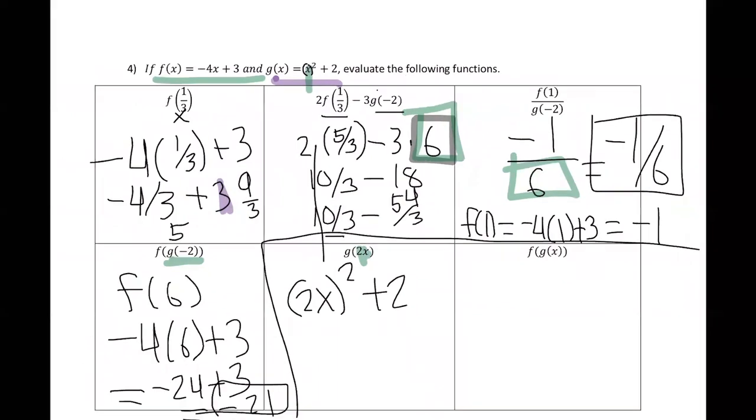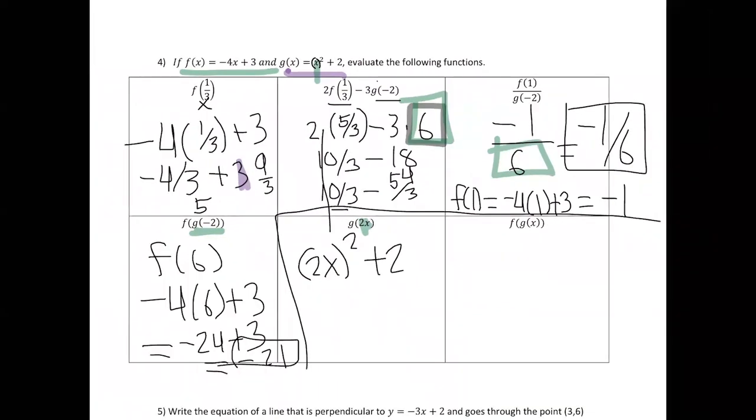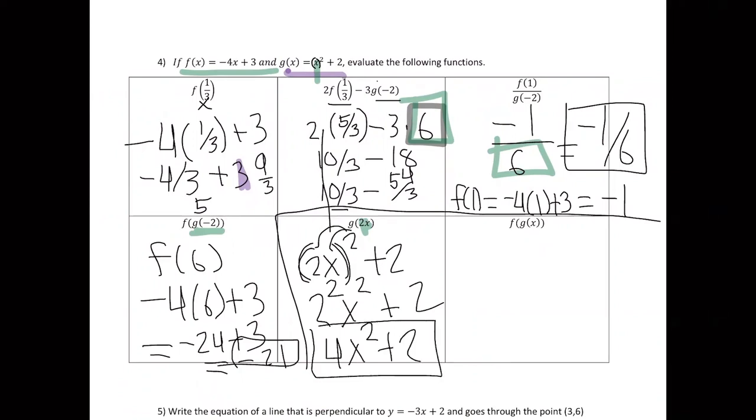There's really not much we can do. You can clean this up a little bit, but be careful, it's the whole 2x squared, so you have to square both parts. Let me try to rewrite that. That was supposed to be 2 squared, and you have to square the x as well. Take the power to both parts. So that would be 4x squared plus 2. There's nothing you can do with that. That's it.